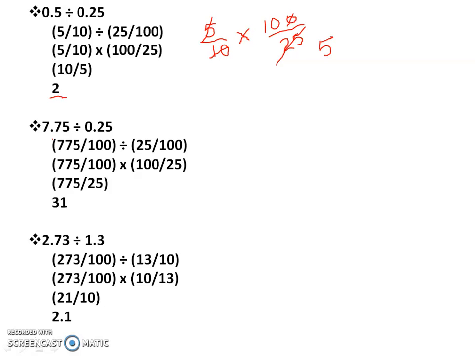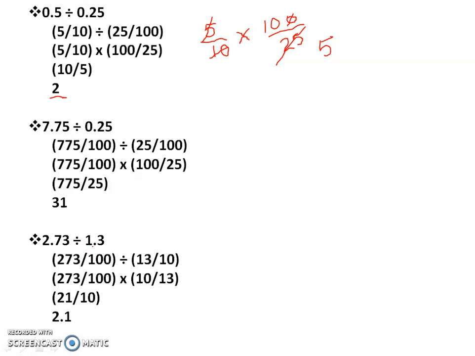Next question. 7.75 divided by 0.25. You know 7.75 can be written as 775 by 100 divided by 0.25. How can you write 0.25? You can write it as 25 by 100. 775 by 100 into 100 by 25. 100 gets cancelled. You will get 775 by 25. When you divide 775 by 25, you will get 31. Okay.